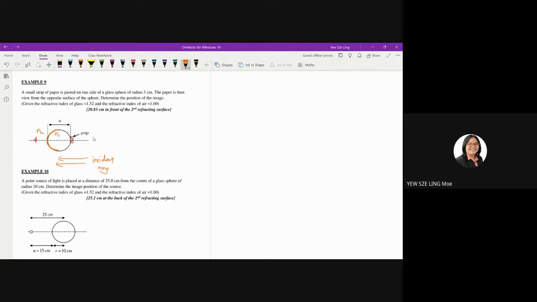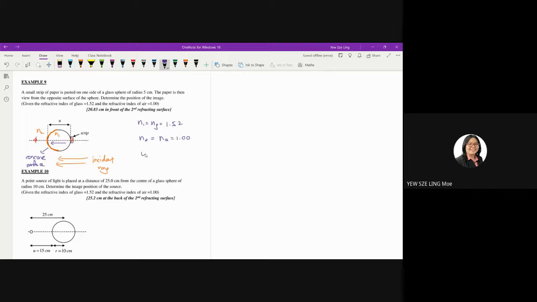N1 is the glass, N2 is the air. The last thing I need to do is to determine whether this second refracting surface right here is a convex or a concave surface. If my light ray is coming from the right-hand side, then it's going to hit the inner surface of the circle, which means this is a concave surface, right? Which tells us that R is a negative value. So N1 equals N glass equals 1.52. N2 equals N air equals 1.00.